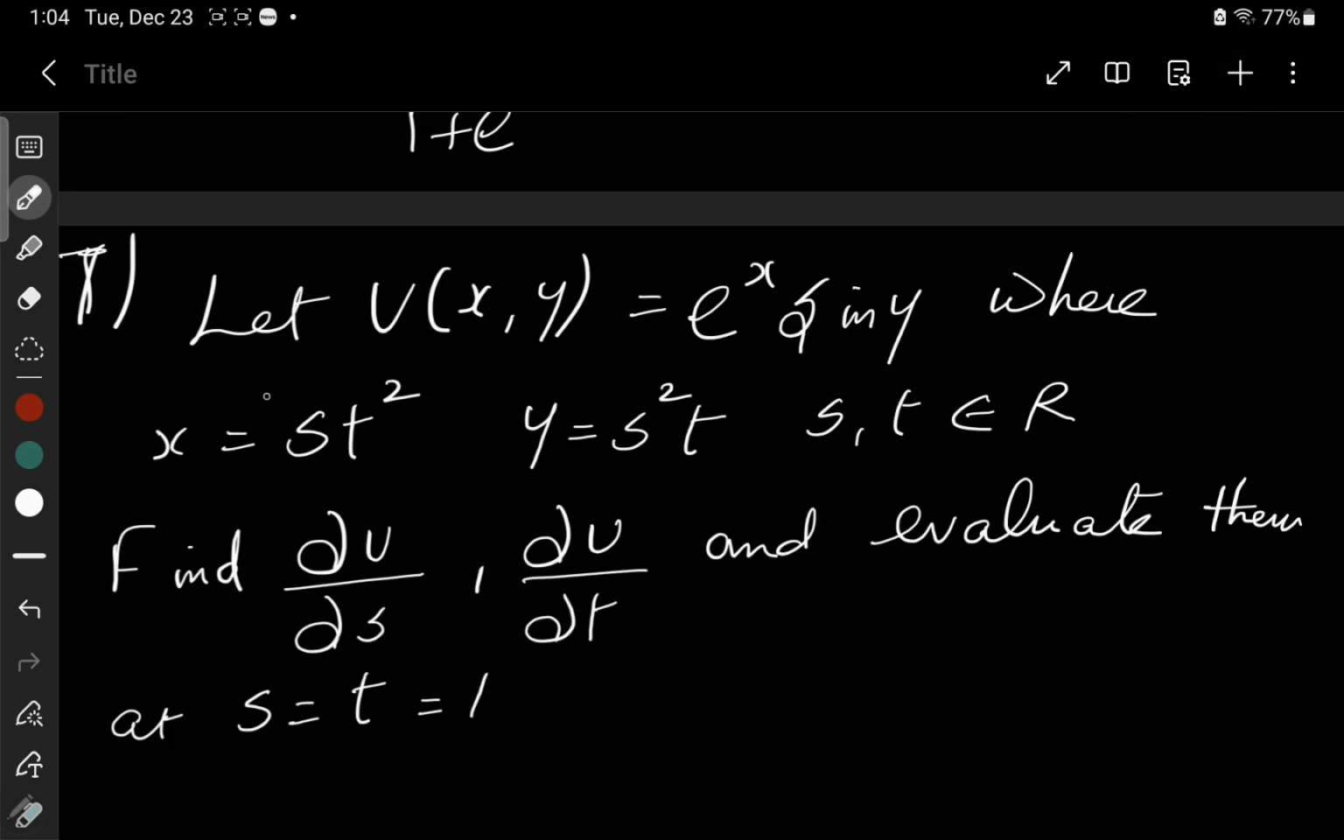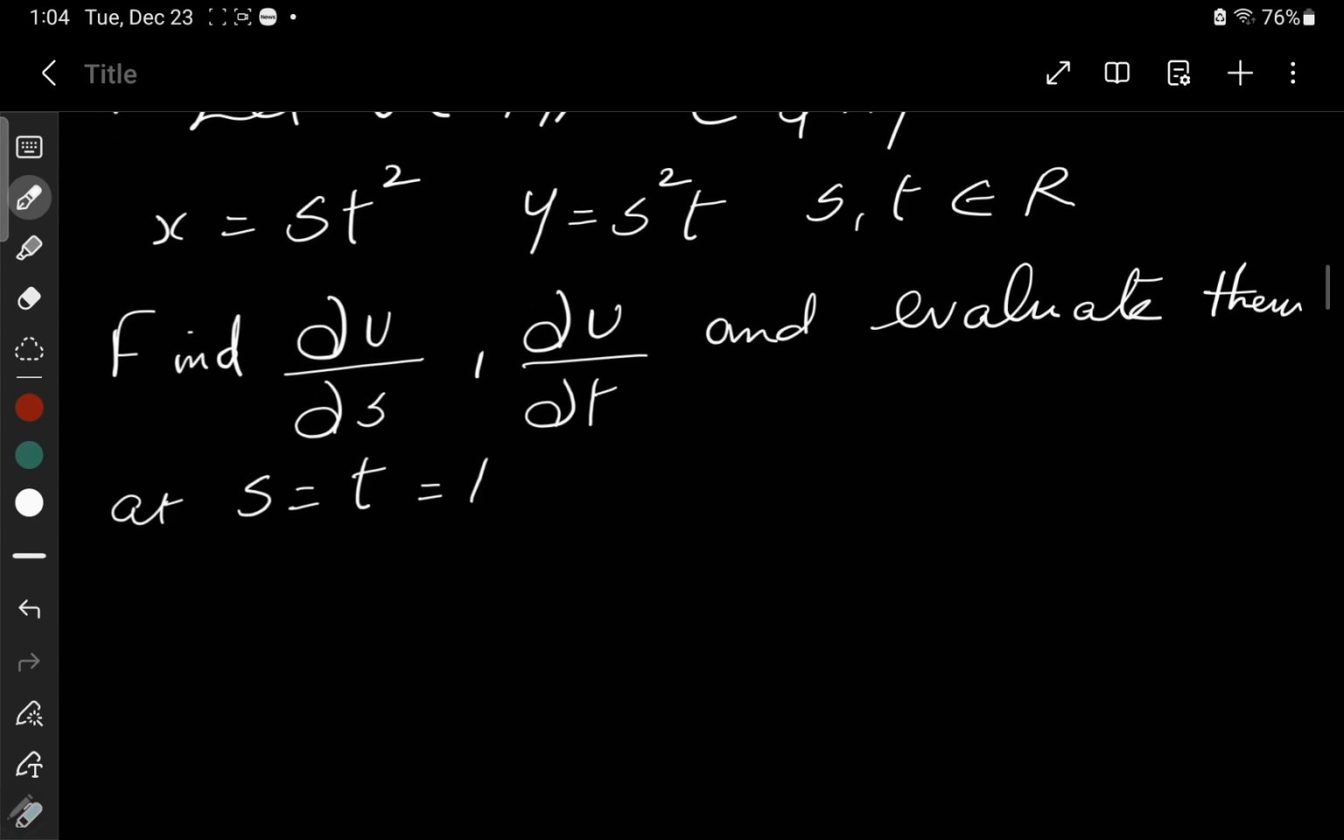See the seventh sum. Let u be a function of x and y, e power x sin y, where x is s t squared, y is s squared t, where s and t are real numbers. Find dou u by dou s, dou u by dou t. See, again here u is a function of x and y, but x and y are again functions of other two variables s and t. So in both the terms we can do the partial differentiation only.